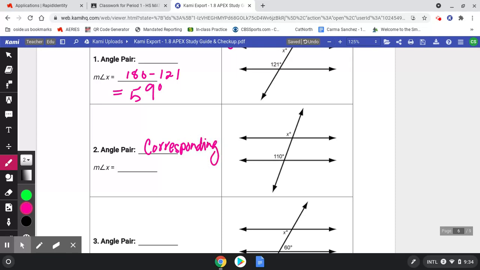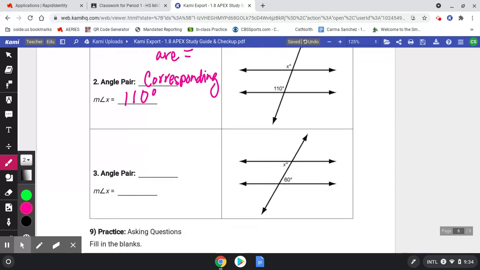Now for the next one, these angle pairs are corresponding. And we know that corresponding angles are equal. So we see that measure of angle x is just equal to 110 degrees. Finally, we see alternate interior angles. And we know that they are equal. And so we see that x is just equal to 60 degrees here.